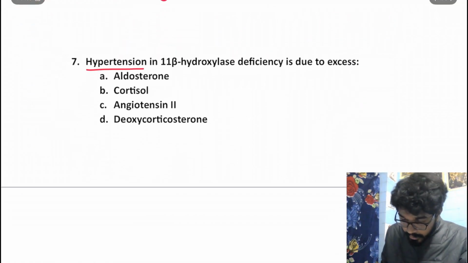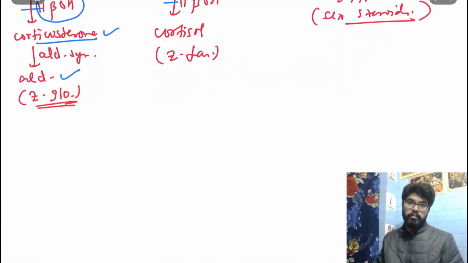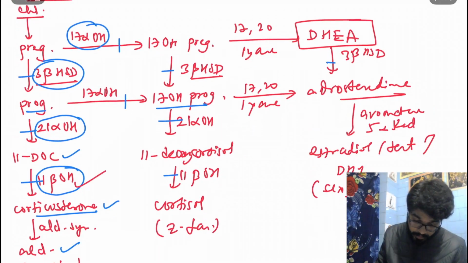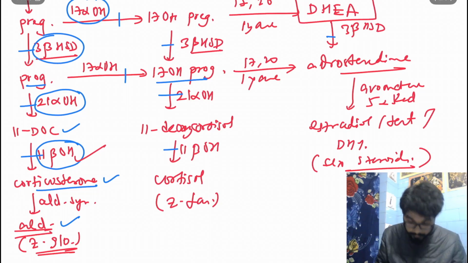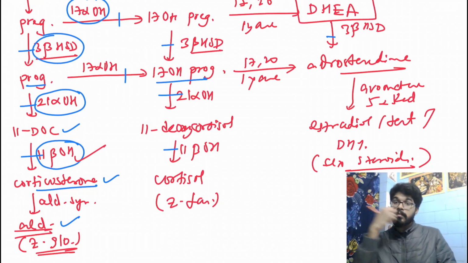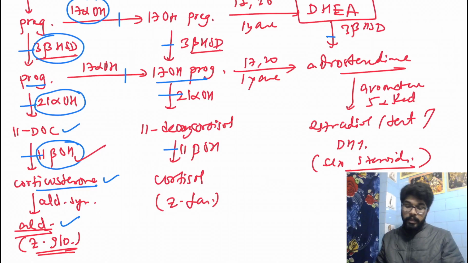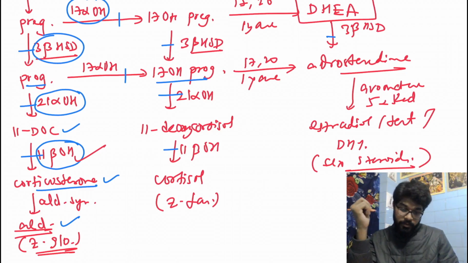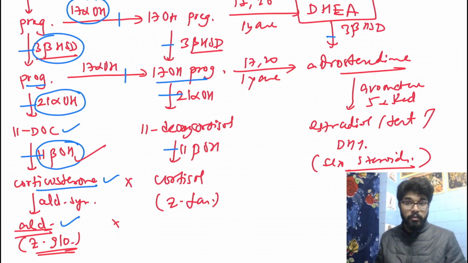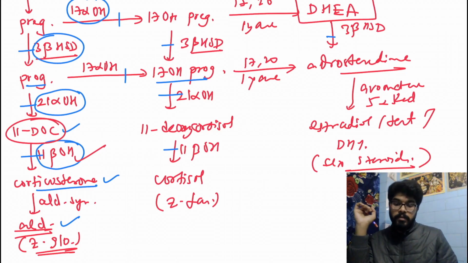Now, hypertension in 11-beta hydroxylase deficiency is due to excess what? For this, we move back to the steroidogenesis pathway. Over here, you can see this 11-beta hydroxylase step. Now, this left side, the zona glomerulosa, the aldosterone sequence, is responsible for increasing the blood pressure because of salt and water retention. Yes, aldosterone can do that. Corticosterone can do that. Even 11-deoxycorticosterone can do that. But since there is 11-beta hydroxylase deficiency, your corticosterone and aldosterone cannot form, and there would be accumulation of this 11-deoxycorticosterone. So this would be responsible for the hypertension in 11-beta hydroxylase deficiency.